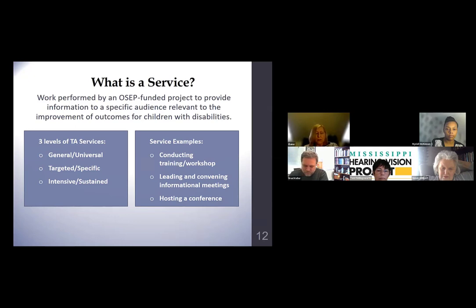Examples of services might include conducting training or providing technical assistance, providing captioning, video description, braille, or other accessible formatting of text or media, leading and convening informational meetings, or responding to inquiries from a targeted population. We like to note that for the purposes of performance measurement, maintaining a website is not considered to be a service, so please don't include that on your list.